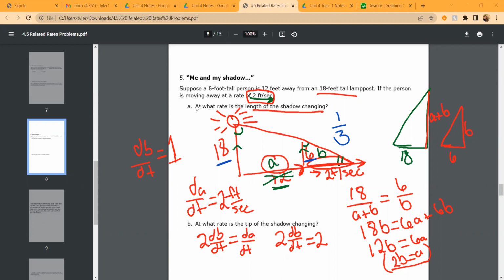We also want to figure out the rate at which the tip of the shadow is changing. If we're talking about the tip of the shadow changing, it's essentially dA/dt plus dB/dt, because it's the two rates added together. It's the rate that this length is changing plus the rate this length is changing. And so our final answer would be 3 feet per second.